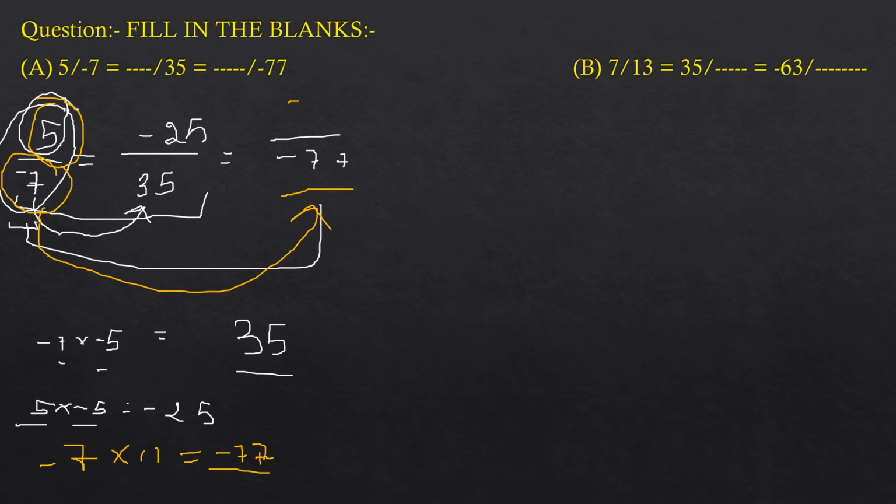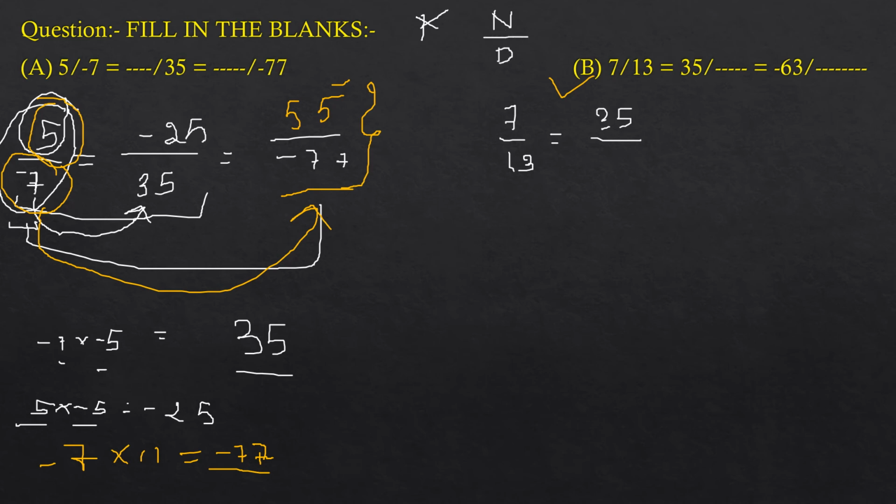So this will give us 55. The answer will be 55 by minus 77, and if we reduce this 55 by minus 77, we will again get 5 by minus 7. Alright, so this is how we solve this. Next part, let's see the next part now. The next part is 7 by 13 is equal to 35 by blank. The basic thing here is if we are doing any operation with the numerator, we will do the same operation with the denominator also.